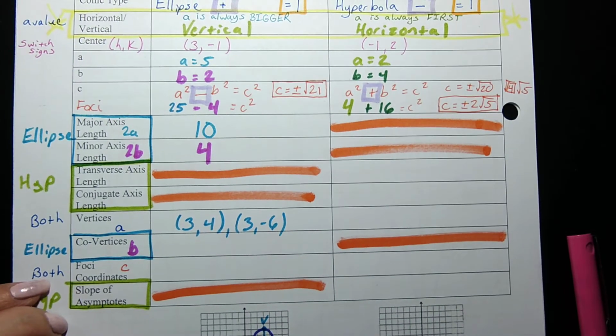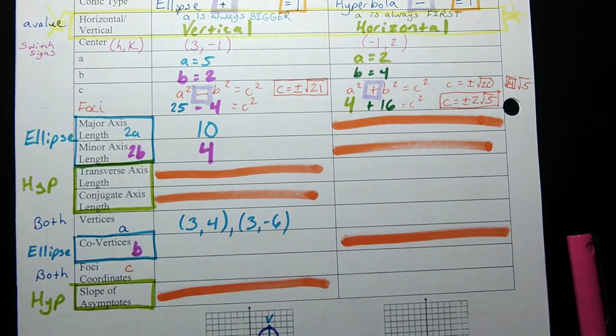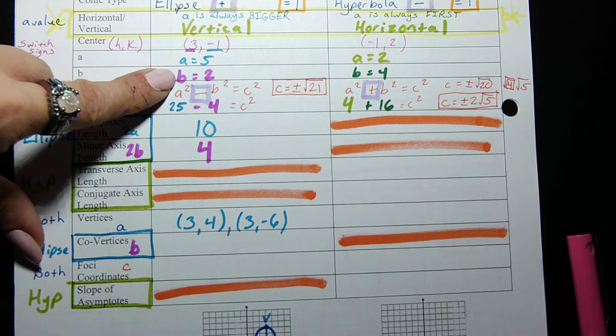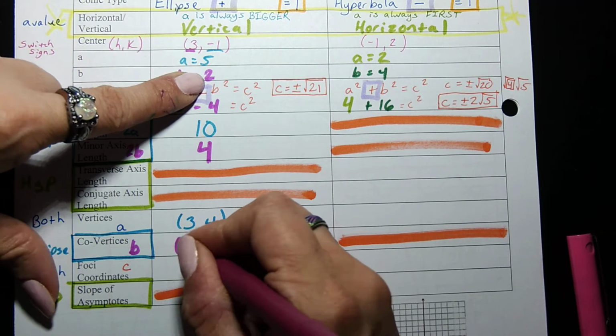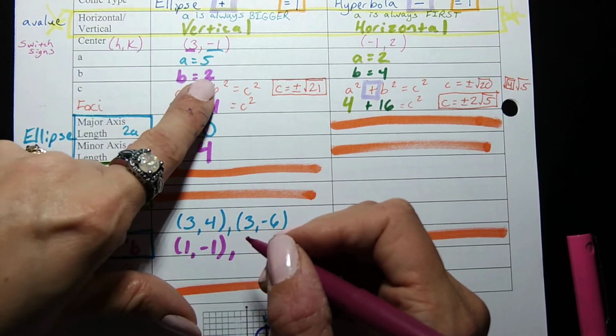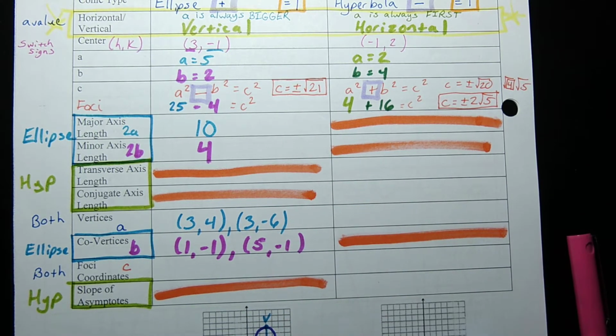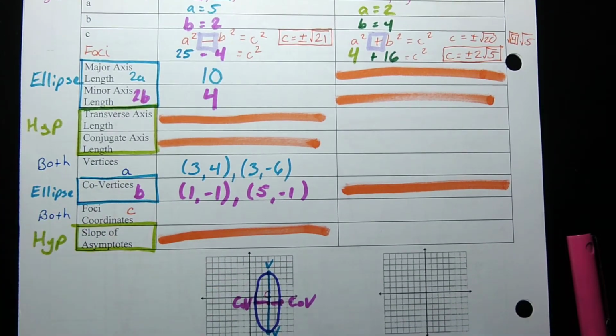I can use the same strategy with the covertices. Since the covertices are moving left and right of the center, those are going to affect the x value of the center. So if I move left by 2, by subtracting 2 from 3, we would get 1, -1. And if I move right by 2, we would get 5, -1. And we can see that those points match up with the points that I have graphed. Now for the foci. Actually, before we do the foci, anybody have any questions?